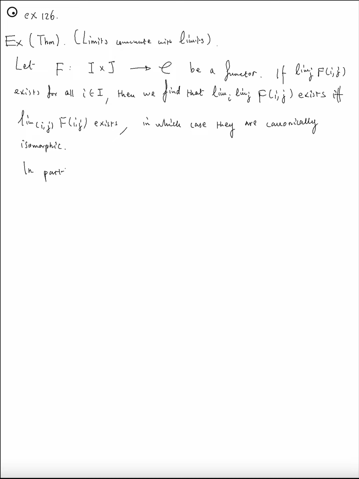In particular, limit over I, limit over J, of F(i,j) is isomorphic to limit over J, limit over I, of F(i,j). In this sense, we say limit commutes with limit, if both sides exist.